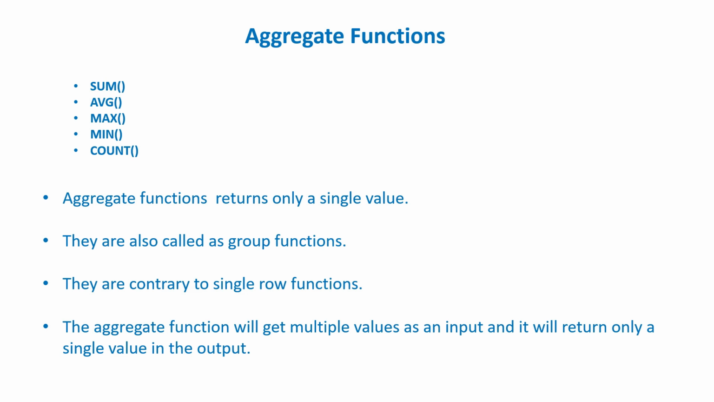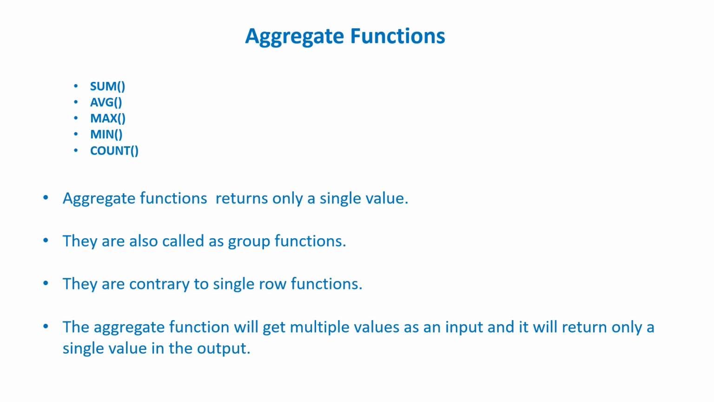Aggregate function only returns a single value. Suppose you have 14 rows in a column and you have passed that column in the aggregate function, in the sum aggregate function. So it will take all the values from the table for that column, or it will take all the values from that column and it will give you only a single value. This is the most golden rule that you need to understand.